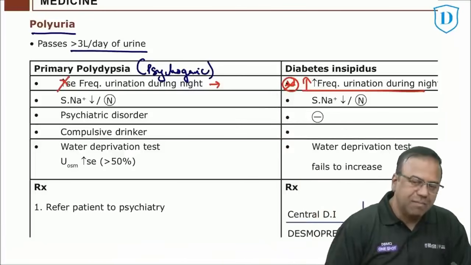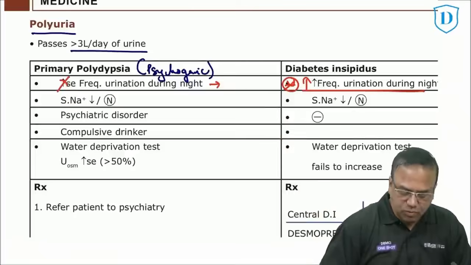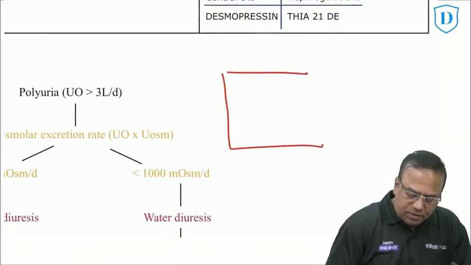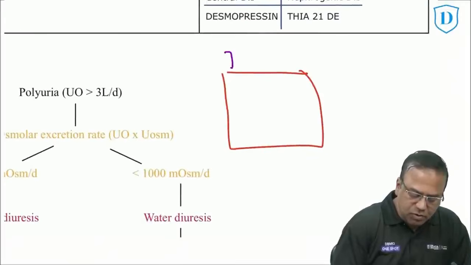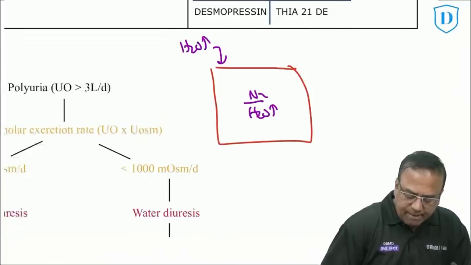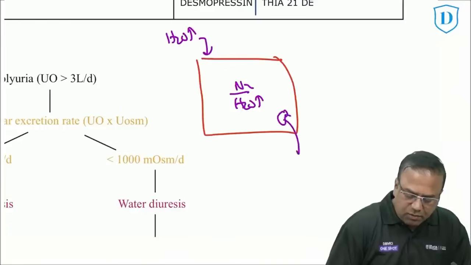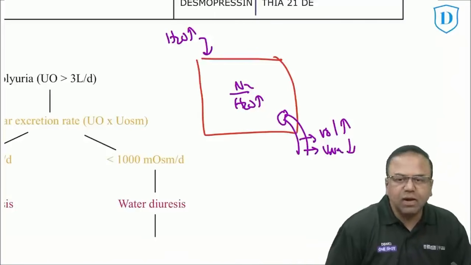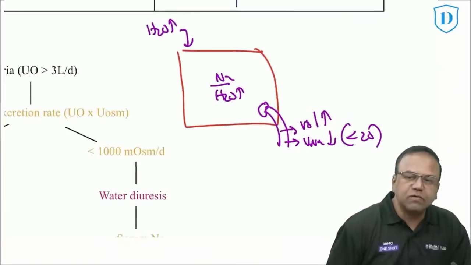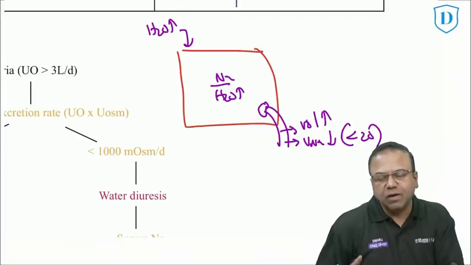Primary polydipsia is a compulsive drinker. He's forcibly drinking too much water. So the logic is very simple over here. If he is forcibly drinking too much water, naturally excess water will dilute the plasma. Excess water will spill out in the urine, making the urine very dilute. Urine volume is high, urine is very dilute, and urine sodium is very low. Why will the urine sodium be less than 20, or less than 10, most of the time? Because too much water is diluting the urine.